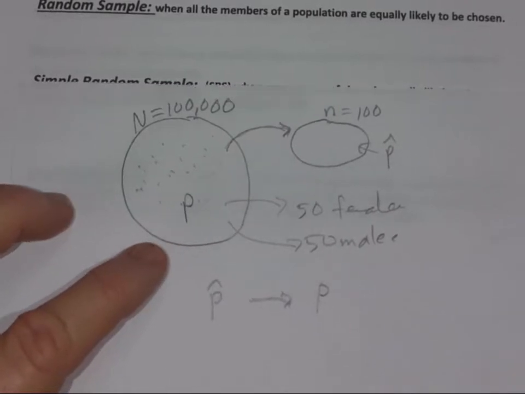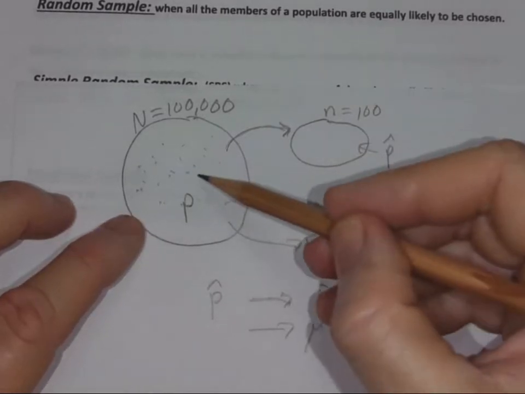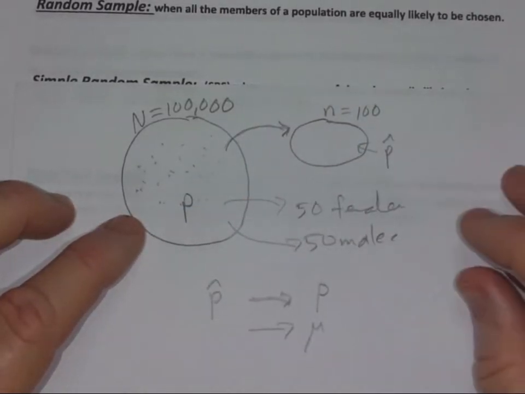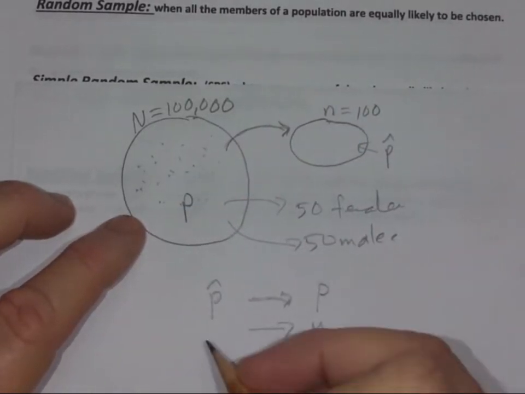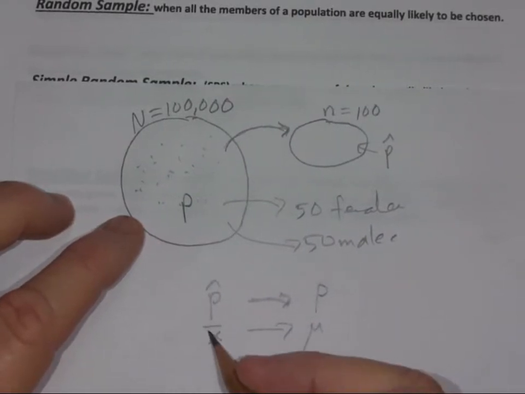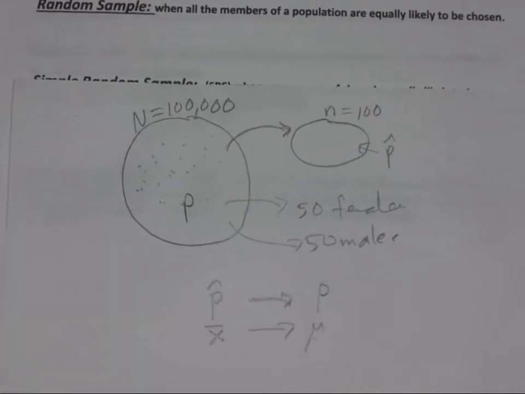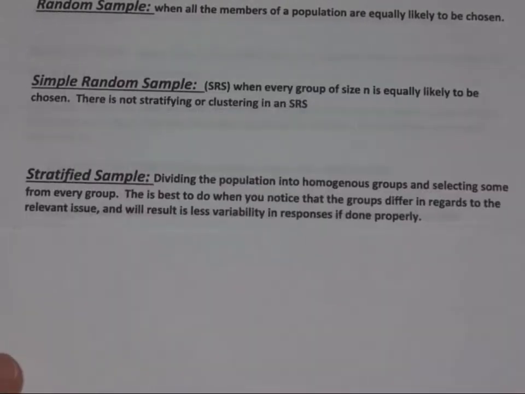Similarly, if we were working with a quantitative variable, let's say a mean, and we wanted to know the mean income of these 100,000 people, that is mu, we would estimate it with a sample x bar. And we want our x bar to be as close as possible to mu. So one method that we use is stratifying properly. If we stratify properly, our x bar is much more likely to be closer to our mu, and our p-hat is much more likely to be closer to our p.